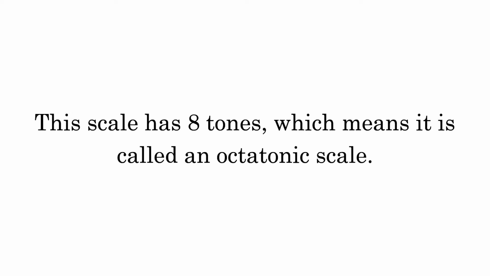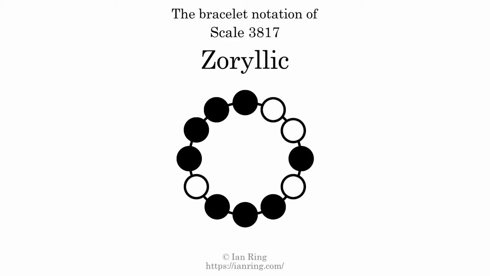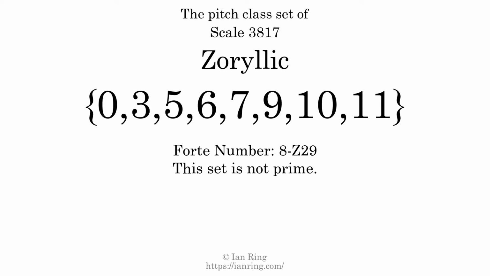This scale has 8 tones, which means it is called an octatonic scale. This is a bracelet notation diagram of scale 3817. The shaded circles represent tones that appear in the scale, and they are read clockwise, starting at the top. The pitch class set for this scale is 0, 3, 5, 6, 7, 9, 10, 11.